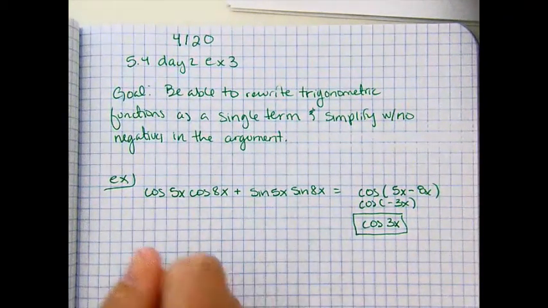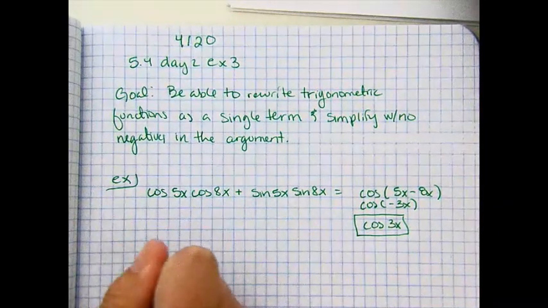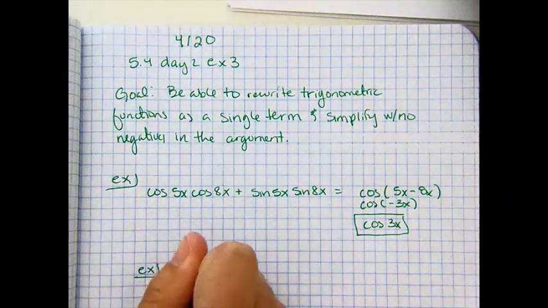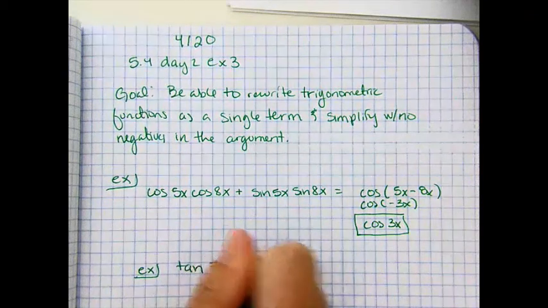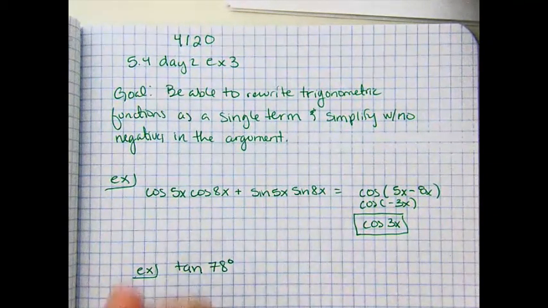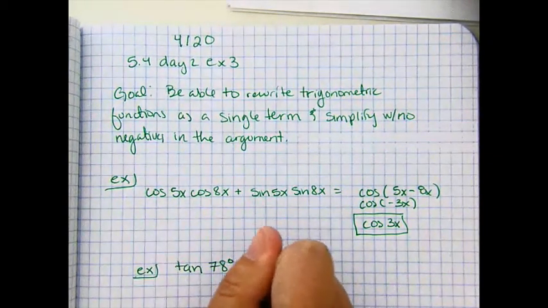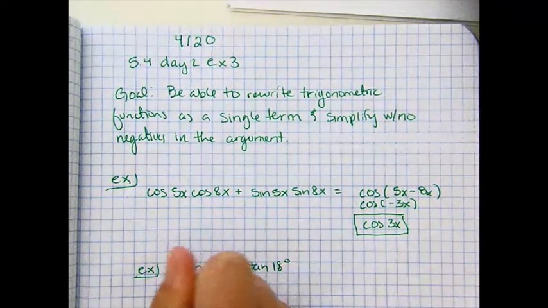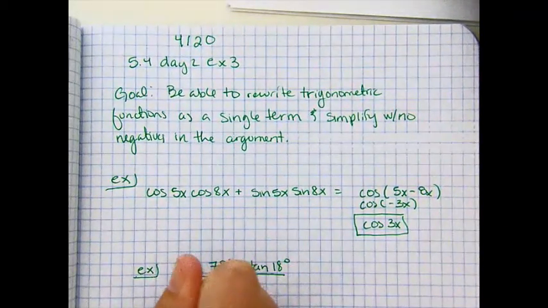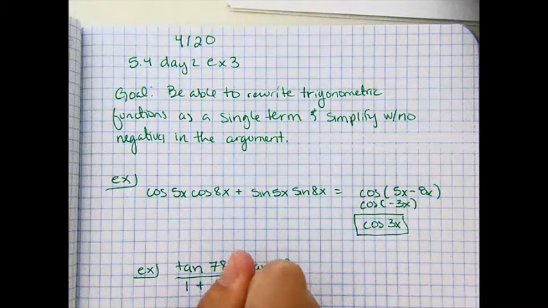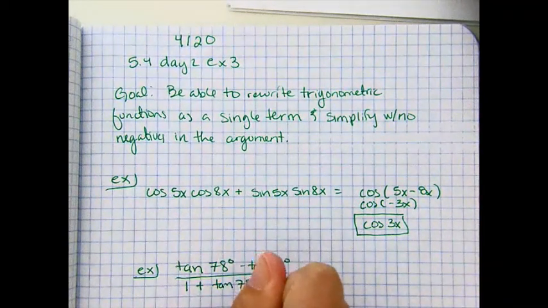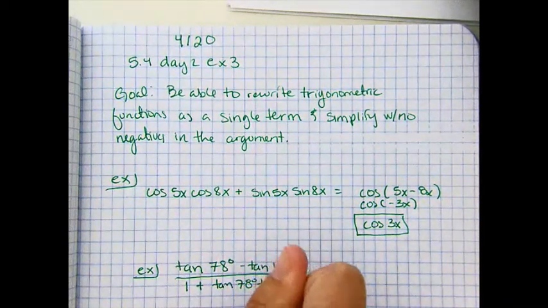Okay, so next example, we'll do a tangent one. We will do tangent of 78 degrees minus tangent of 18 degrees all over 1 plus tangent of 78 degrees tangent of 18 degrees.